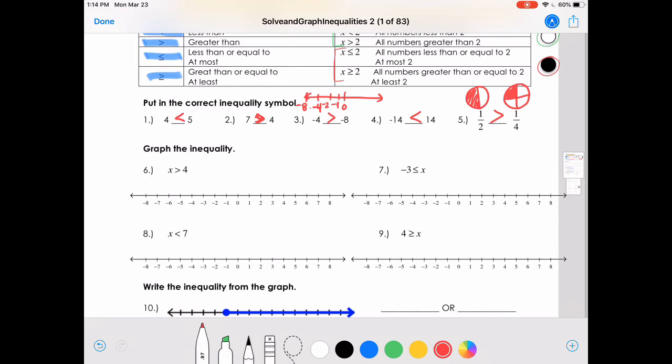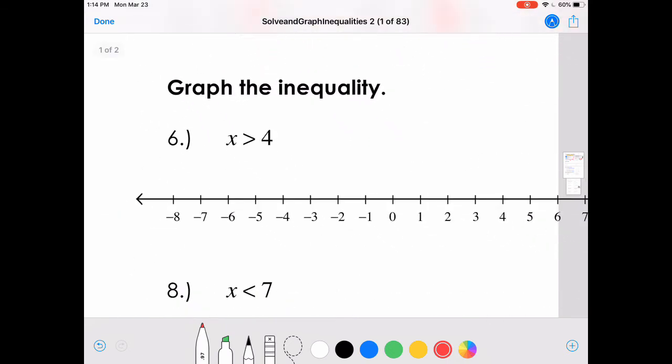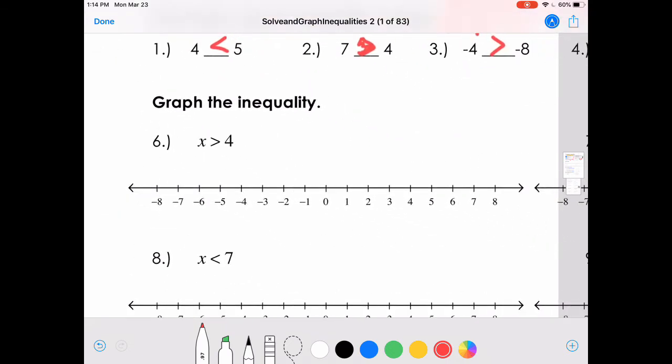All right, the next set of problems is graphing inequalities. So for number 6, you have the inequality x is greater than 4.